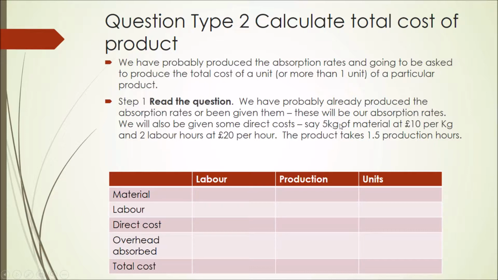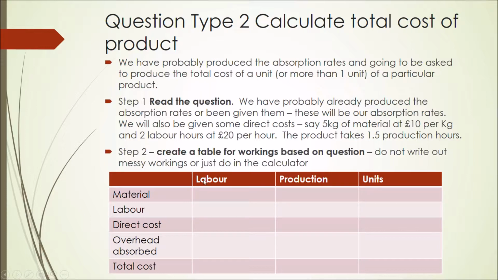So let's say in this instance 5 kilograms of materials at £10 per kilogram, 2 labour hours at £20 per hour, and the production time takes 1.5 hours. So we've got the labour hours taken if we're going to use that one, we've got some production hours if we're going to use this as the overhead rate, and a unit is a unit, so that would be over here. We've got our little table, so we've got our columns again for our different absorption rates.